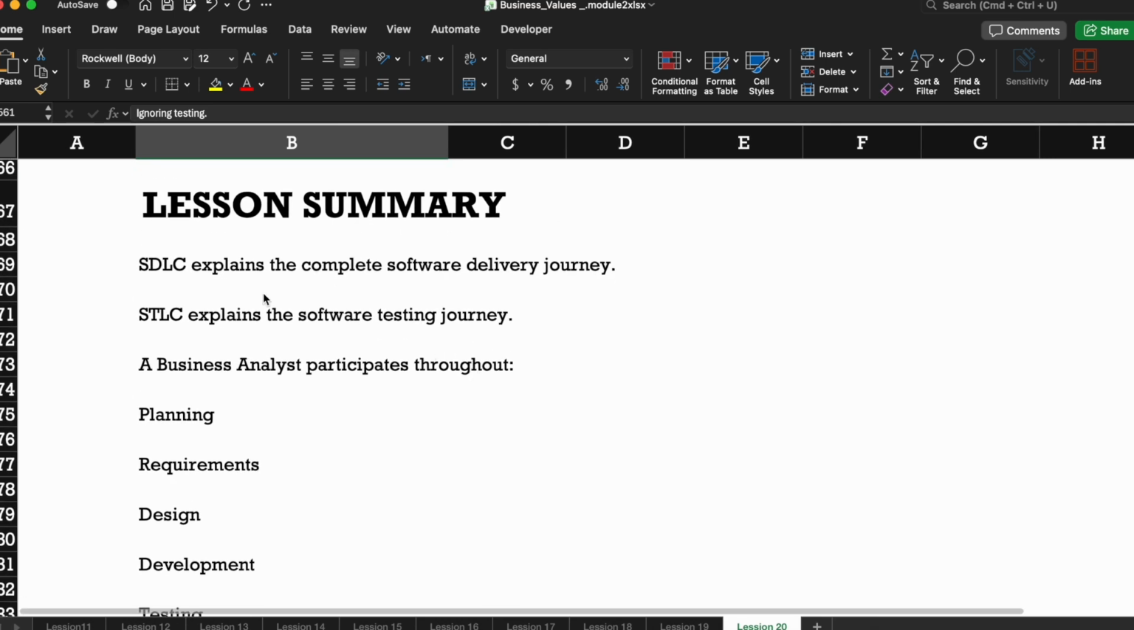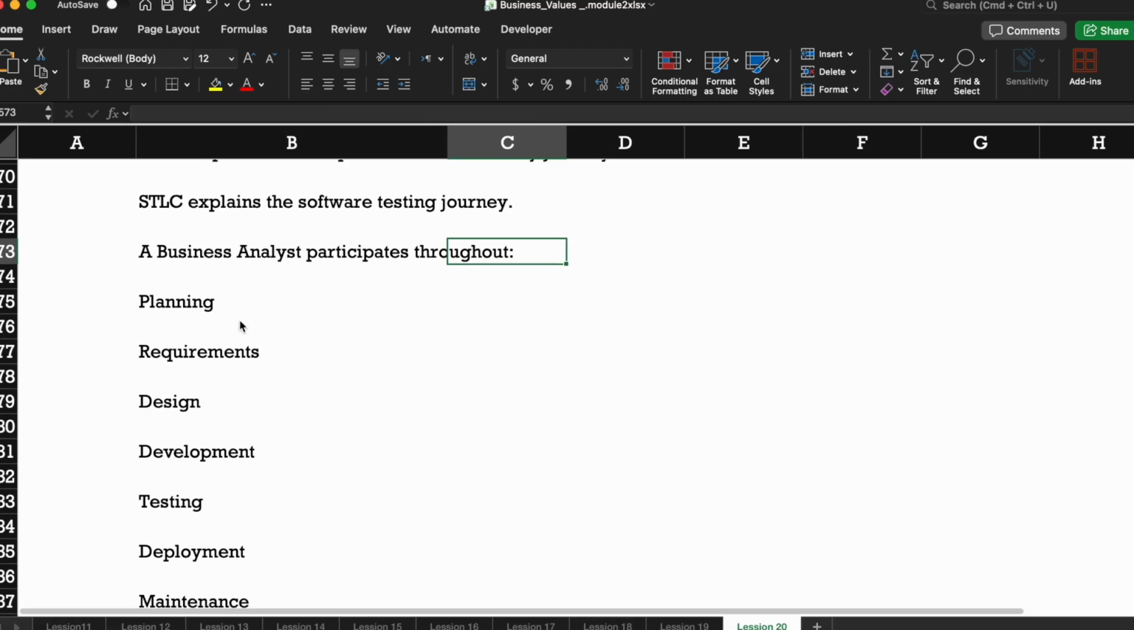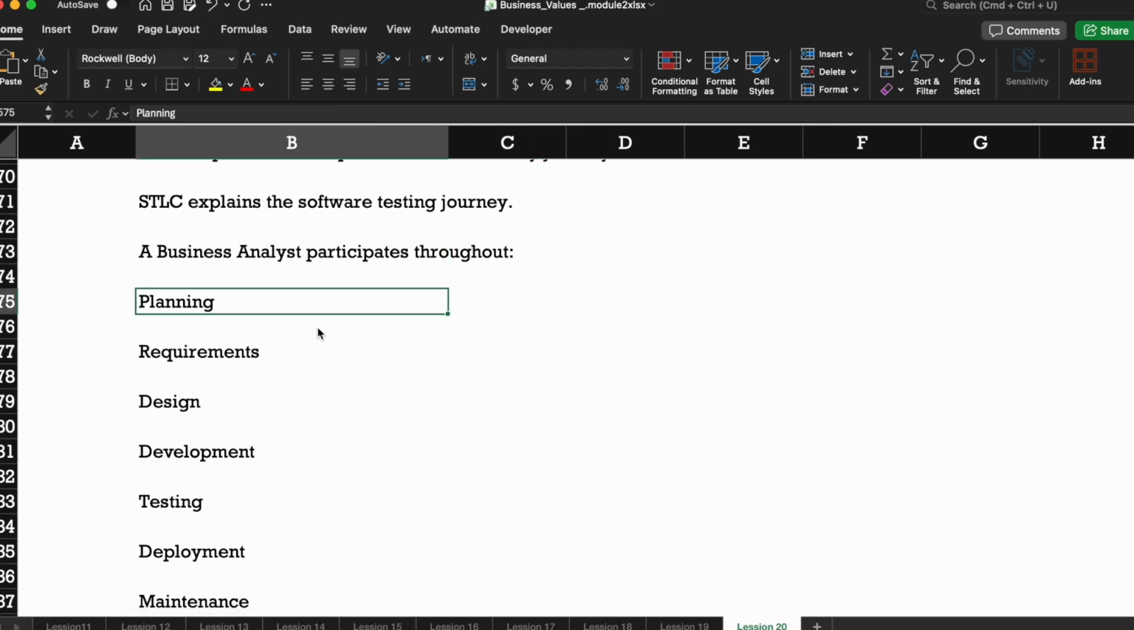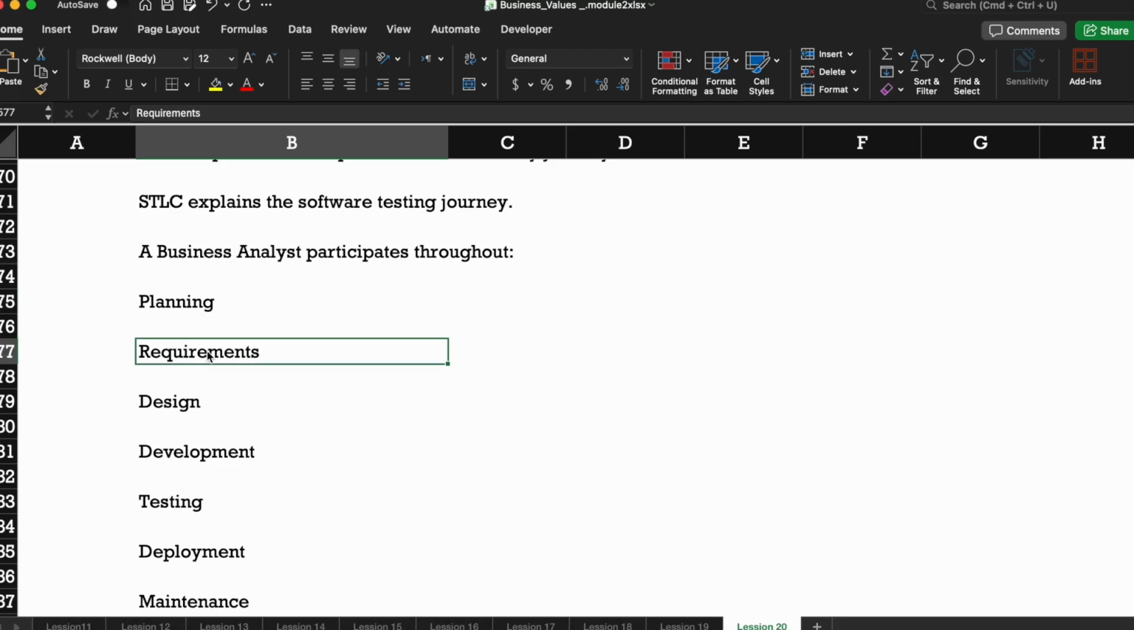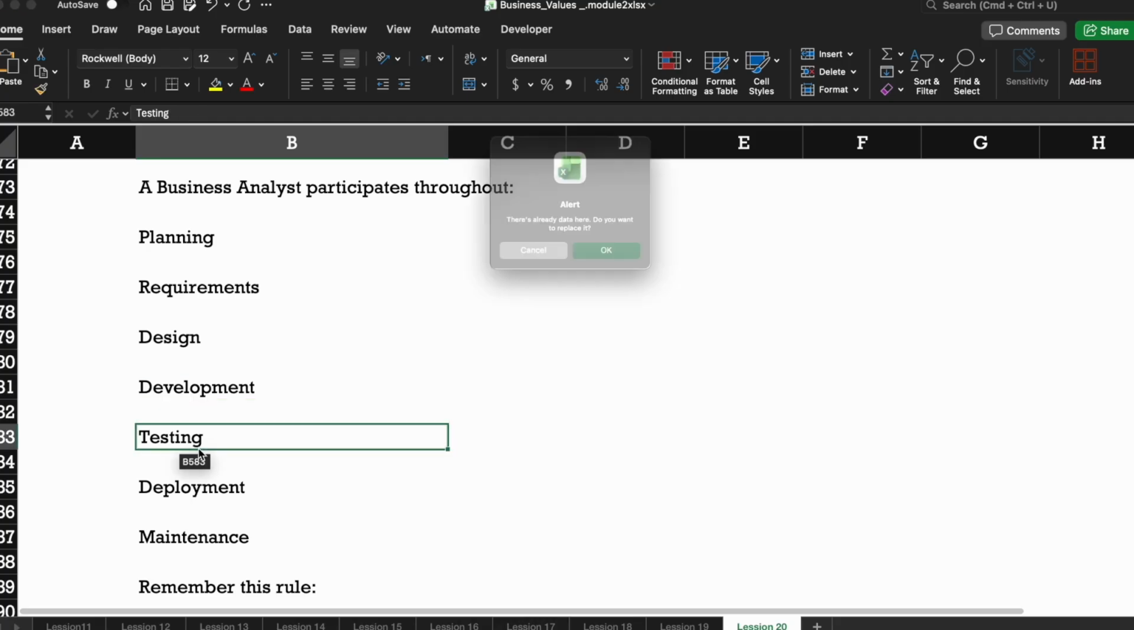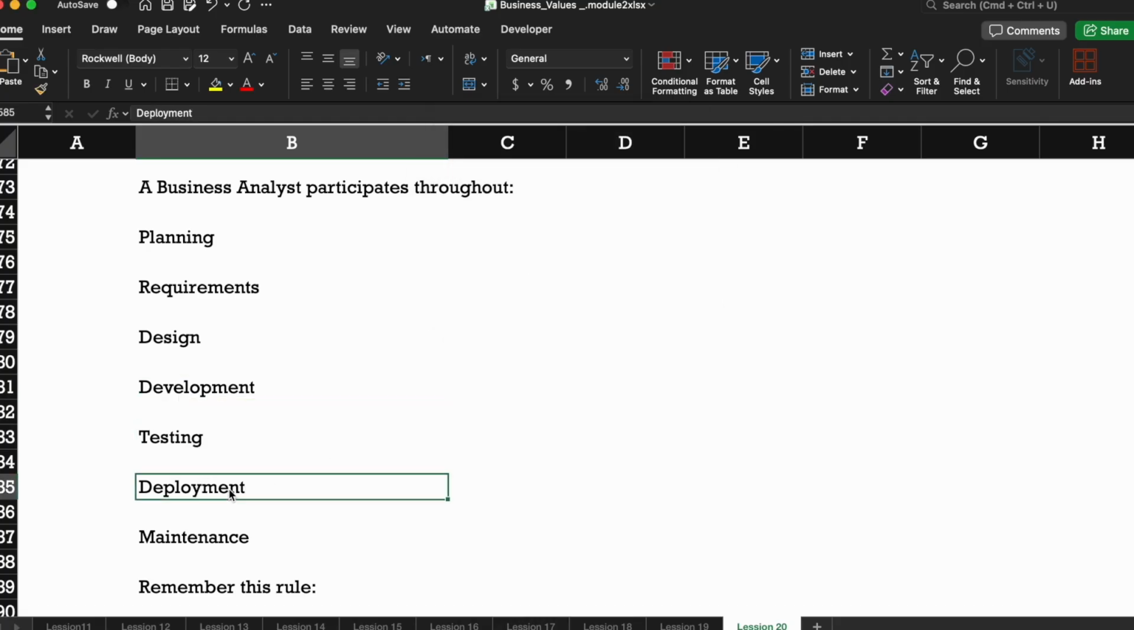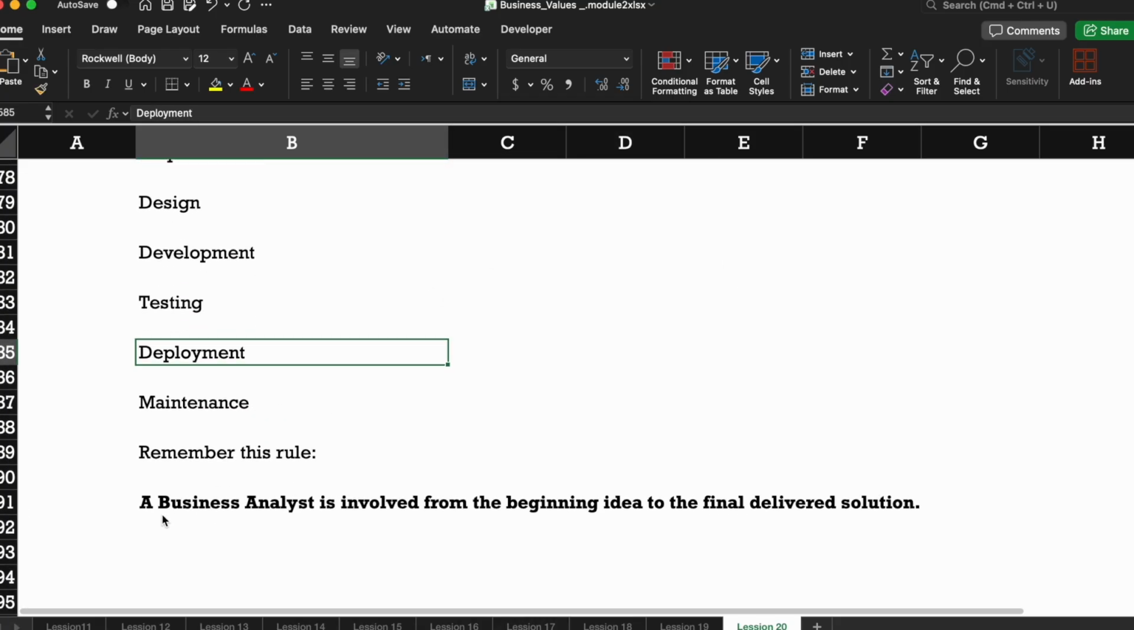Okay. Lesson summary. SDLC explains the complete software delivery journey. STLC explains the software testing journey. A business analyst participates throughout planning and requirements. It doesn't matter which life cycle, you will be everywhere: planning, requirement, design, development, testing, deployment, maintenance. Remember this rule: a business analyst is involved from the beginning idea to the final delivered solution.